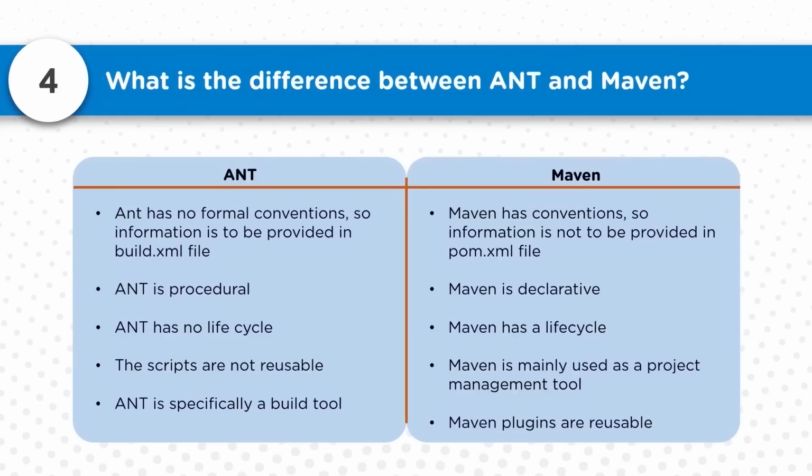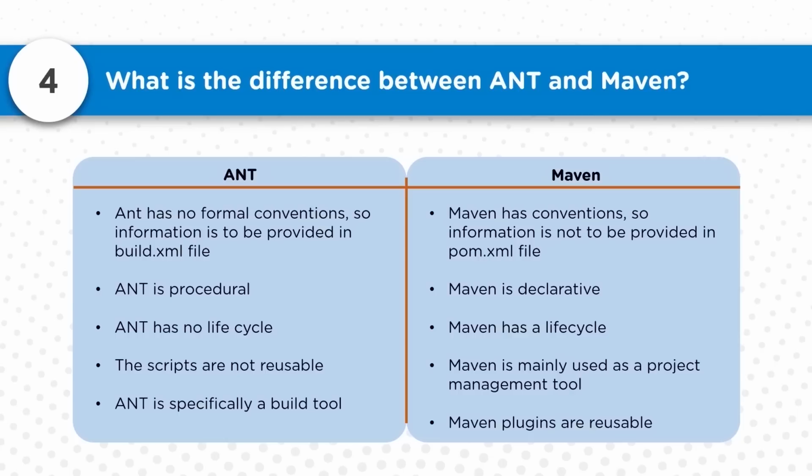Now the next question is, what is the primary difference between Ant and Maven? First of all, both of them are primarily used for Java-based projects. Ant is the older tool, and Maven was launched after Ant. Ant has no formal conventions which can be coded into the build.xml file, but Maven has conventions, so that information is not required as such in the pom.xml file. Ant is procedural, whereas Maven is declarative. Ant does not have any kind of life cycle, so it depends on you how you program Ant. But Maven has a lot of life cycles which we can configure and utilize.